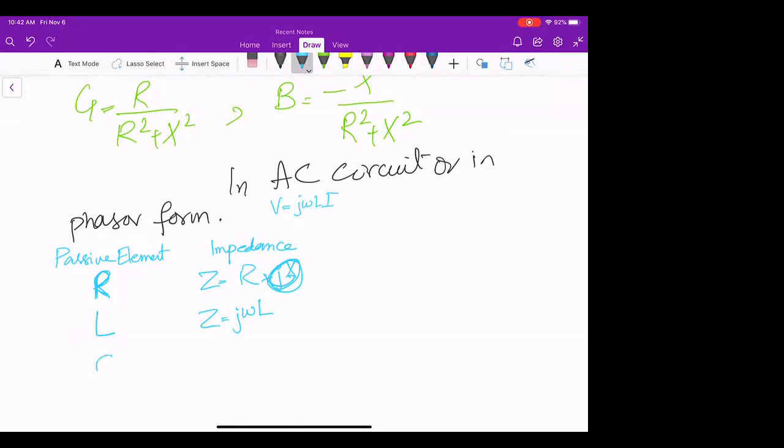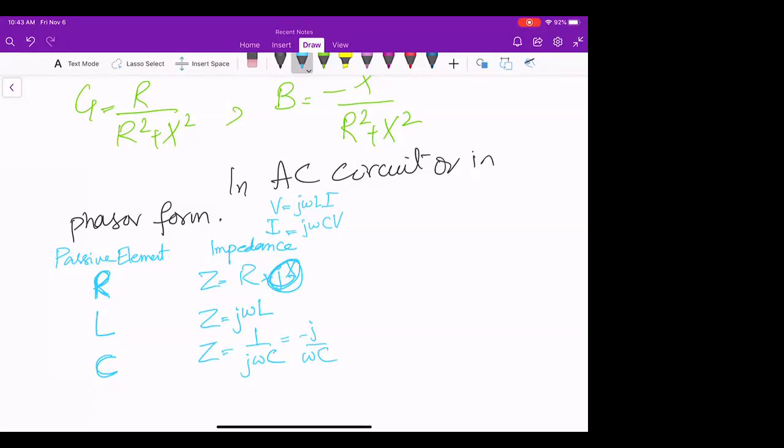If this is C, and I saw that I is equal to J omega C V, that's what I saw. So my Z will be 1 over J omega C, or minus J over omega C. So that's the summary of that. If there is a passive element in the circuit, how should I be getting the impedance. Okay.